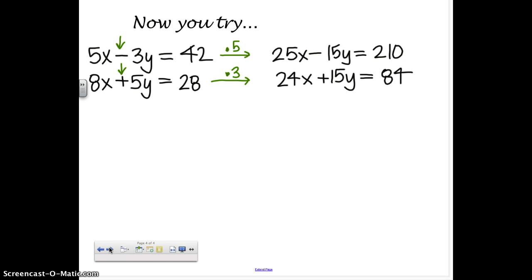Great. Do we have opposites? If you do not have opposites, something will not be eliminated and you're stuck. So check right now. Yep, I got a positive 15, I got a negative 15. Miss Visto, I am ready. Well, good. Let's add down now. Straight down. 25 plus 24 is 49. X. Negative 15, positive 15, that is eliminated. That's gone. Okay? That's the goal.